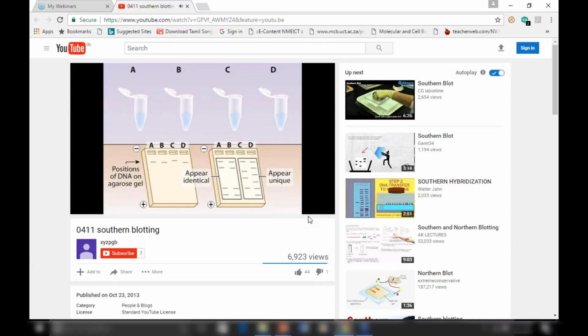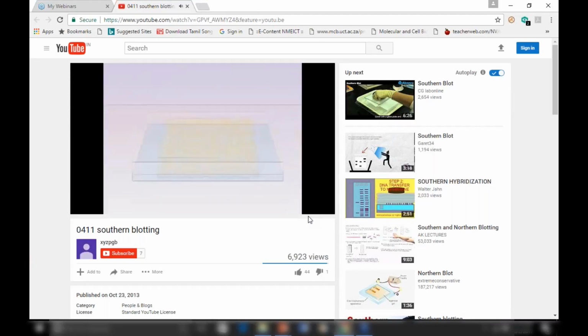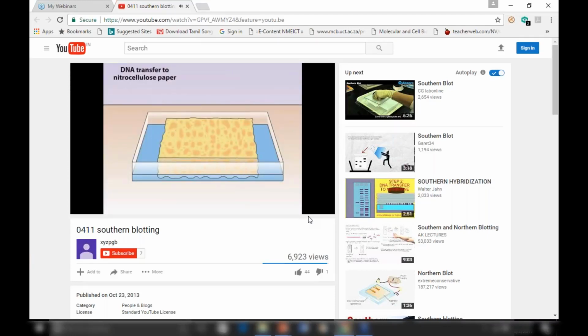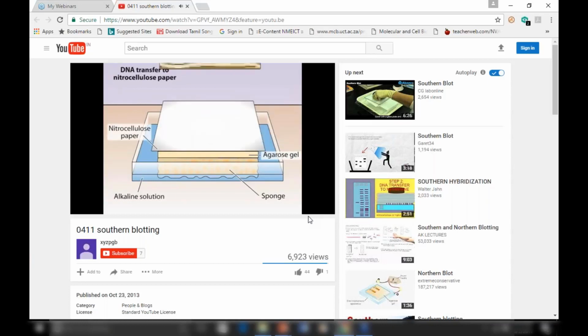An apparatus is set up to transfer the DNA in the gel onto a solid support, such as nitrocellulose paper. The gel is placed on top of a sponge, soaking in an alkaline solution. Nitrocellulose paper is placed on top of the gel, and a stack of paper towels is added on top of the nitrocellulose. The solution is drawn up the stack. The DNA denatures in the alkaline solution as it's carried up the stack. The DNA stops traveling when it reaches the nitrocellulose. If we could see the DNA on the nitrocellulose paper, it would show the same pattern of DNA bands as existed on the agarose gel.